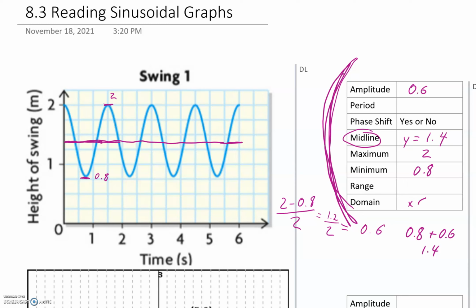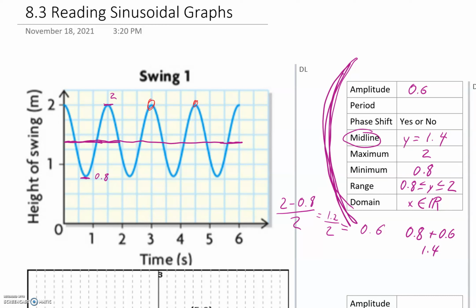Our x, we always just write x is in the real numbers, in sinusoidal graphs, that is. And then our range is 0.8 is less than or equal to y, which is less than or equal to 2. And then the period is the distance between peaks. So if you go from here to here, what's that distance?